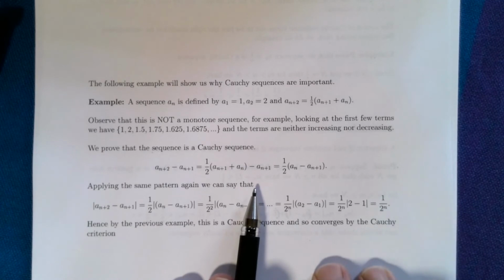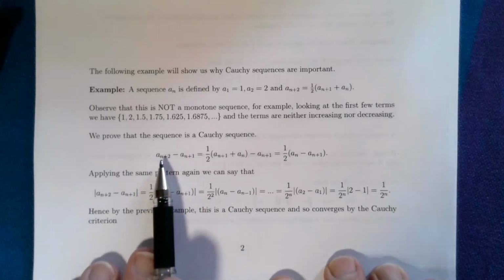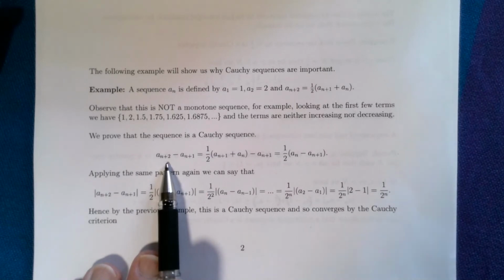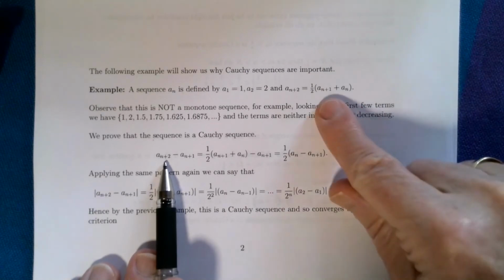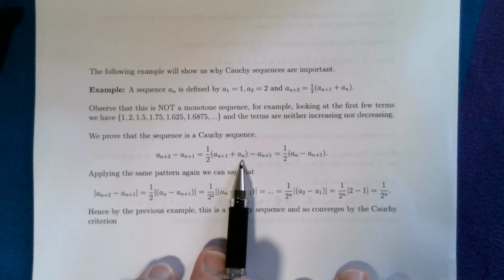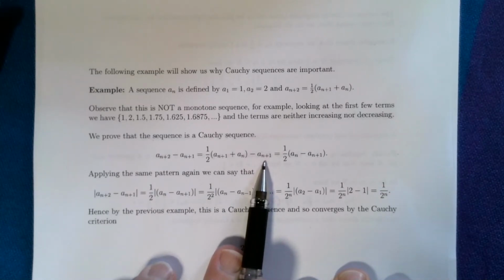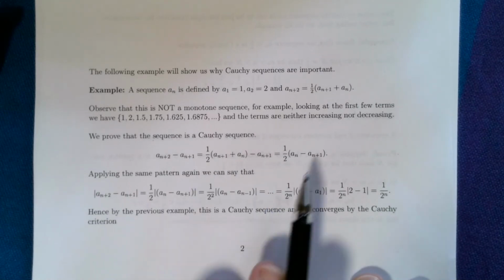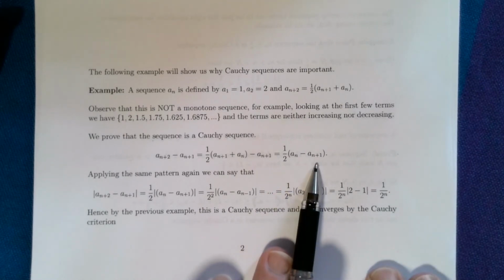The first thing we're going to do is prove that this is a Cauchy sequence. I'm going to start by looking at the difference between two successive terms, not two general terms, but two successive terms. So a_{n+2}, I can use the recurrence up here and write that as a half a_{n+1} plus a_n. Now a half a_{n+1} minus a_{n+1} is minus a half a_{n+1}. So I get a half a_n minus a half a_{n+1}, and I can take the half out of that and I get this here.